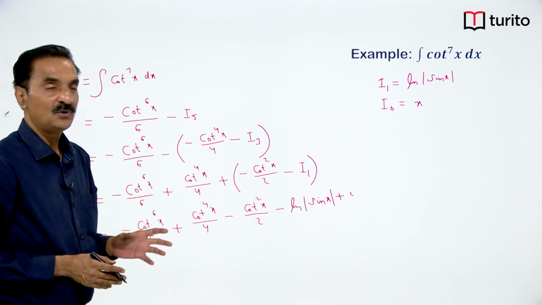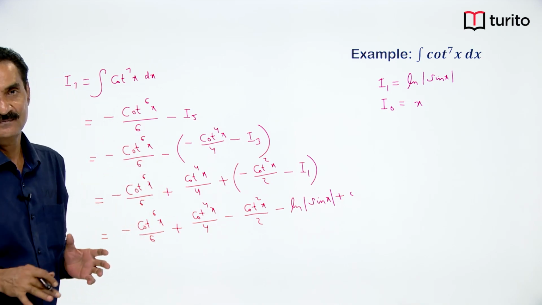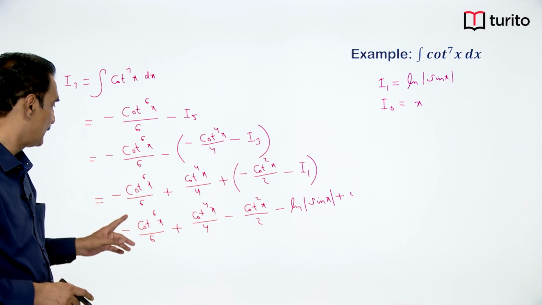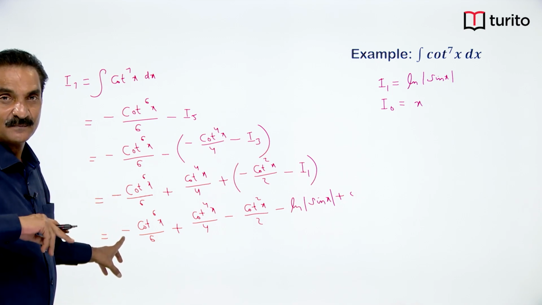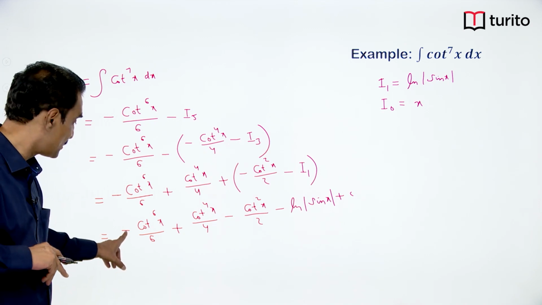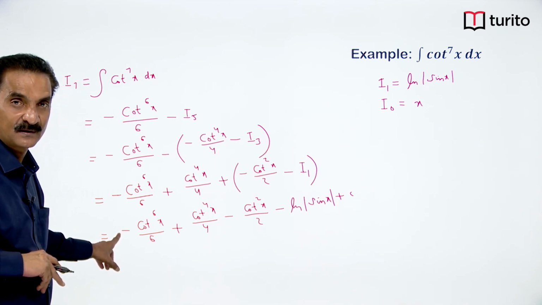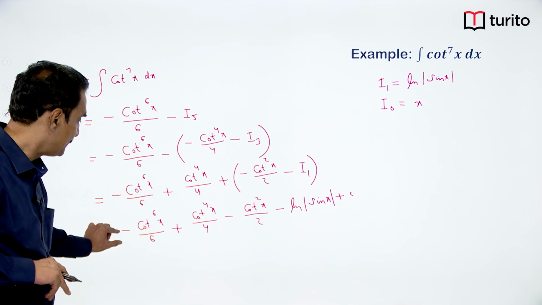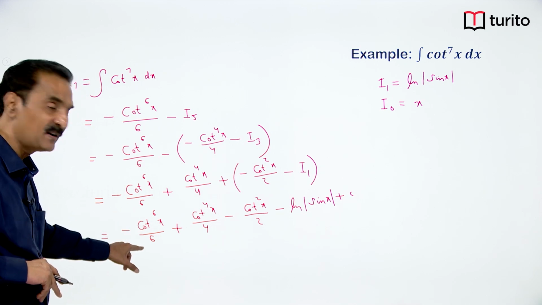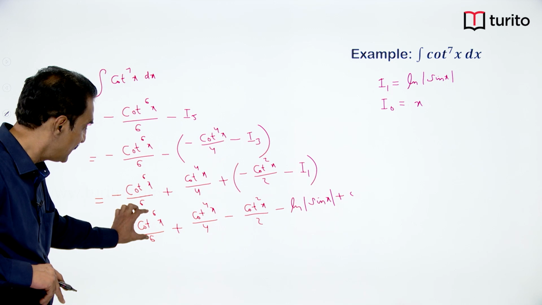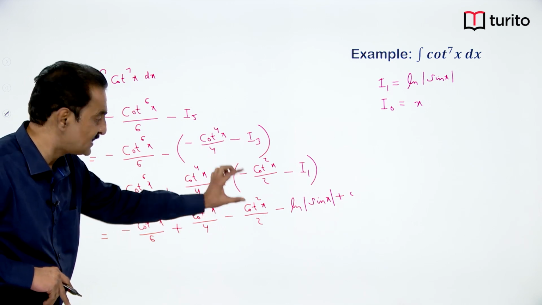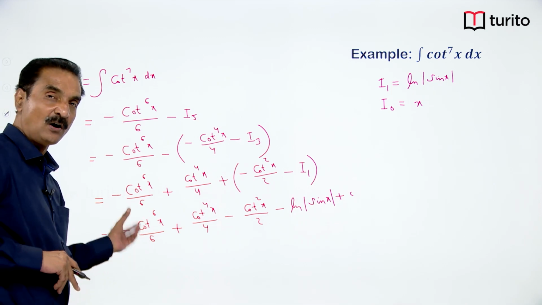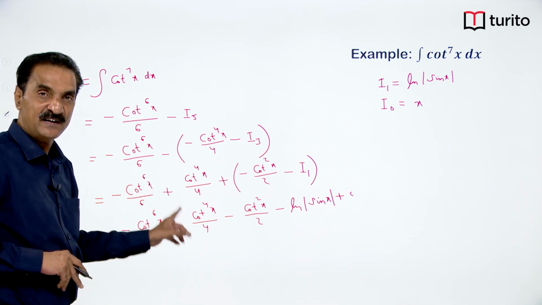In this case also, we can directly write the answer in one step. How? In tan power n, we started with plus sign, but in cot power nx, we start with minus sign. Same method. Write the first term minus of cot power n minus 1 x by n minus 1. From there, go on reducing the power in denominator by 2 in every step, taking alternate signs, minus plus and so on.